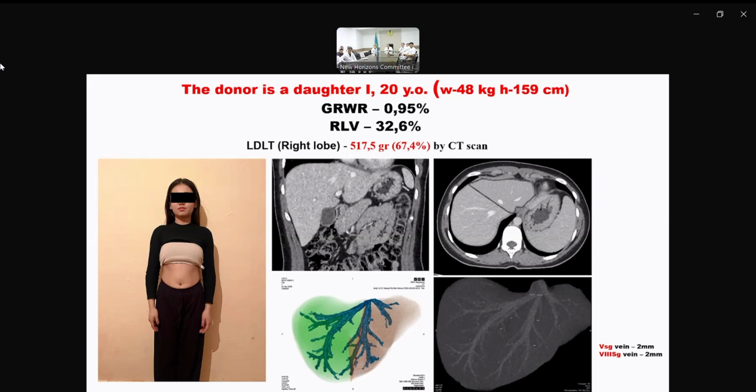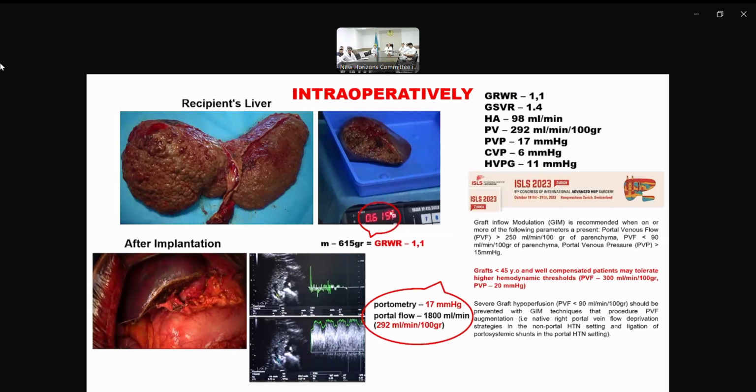Intraoperatively, the weight of the graft amounted to 615 grams. At the same time, the GRWR was 1.1 and the GSVR was 1.4. The portal flow was 292. The portal pressure is 17. According to the latest LDLT consensus, portal vein pressure up to 20 and portal flow up to 300 are allowed for young donors. On the second day after LDLT, reperfusion graft damage developed.